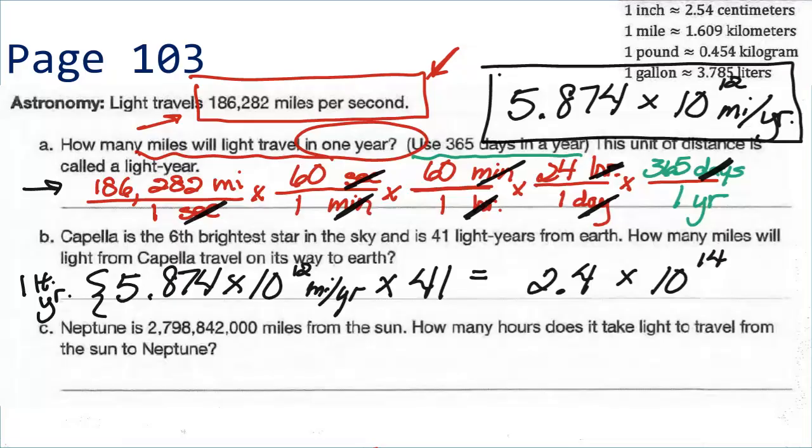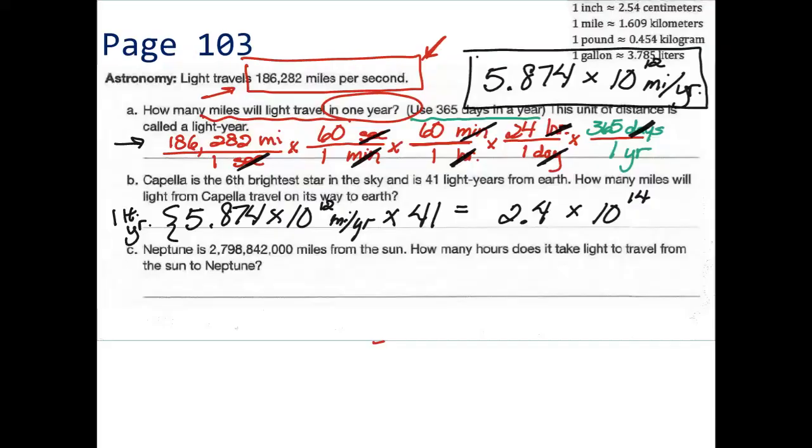Finally, it says Neptune is 2,798,842,000 miles from the sun. How many hours does it take light to travel from the sun to Neptune? All right, so you would start with... I know. So we will see if we can finish this one tomorrow because we will not have enough time.